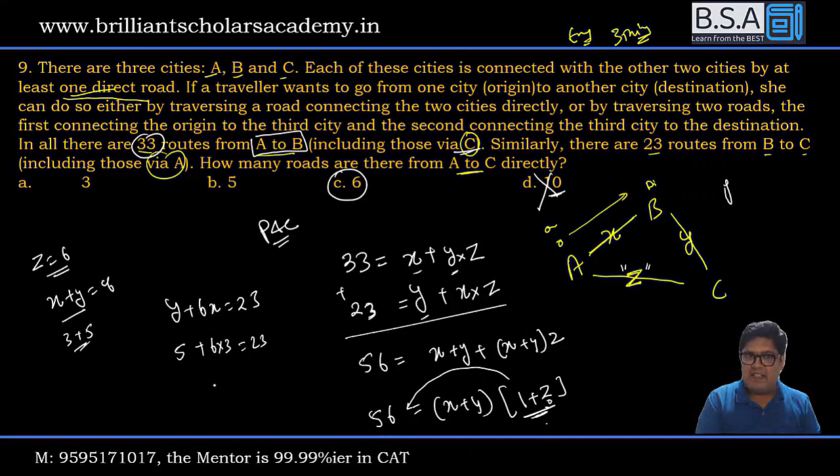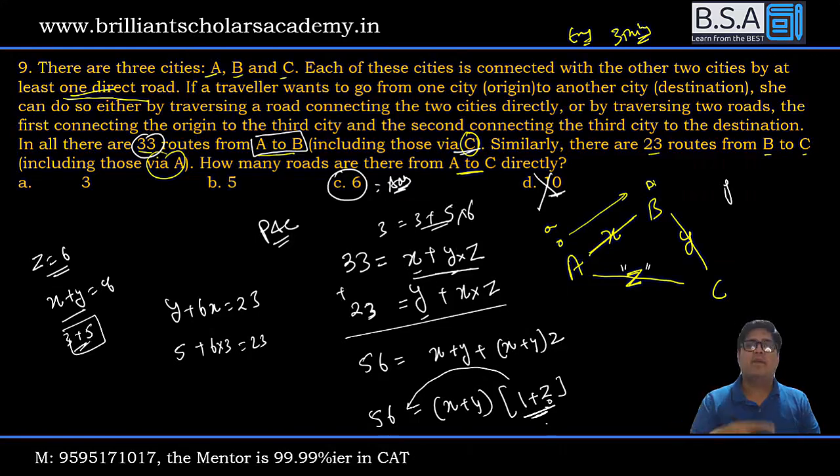If I decrease X, if I make it 2, this will become 12, and Y will become 11. Not possible. Now I will test this in the first equation. You have to test. If I put Z equal to 6 here, Y equal to 5 here, and X equal to 3, does it match 33? Absolutely. That is my answer.